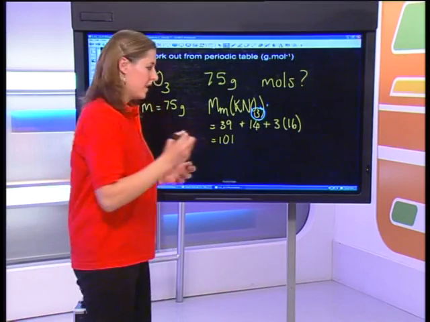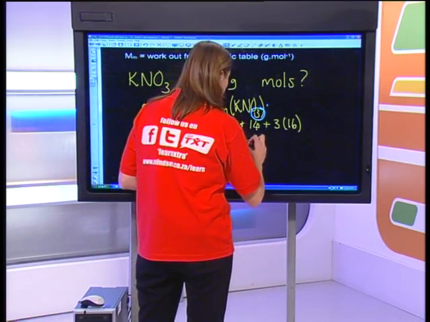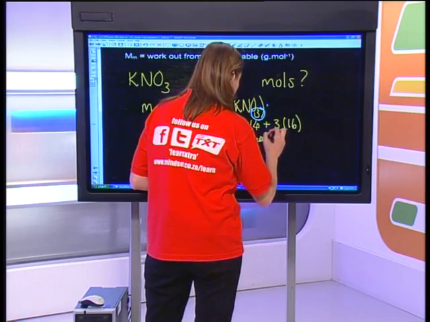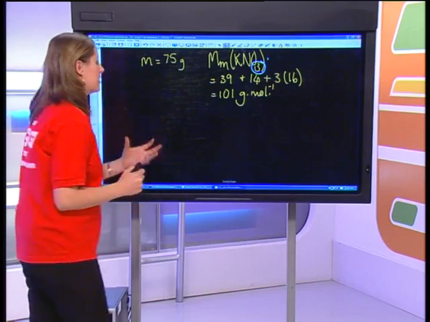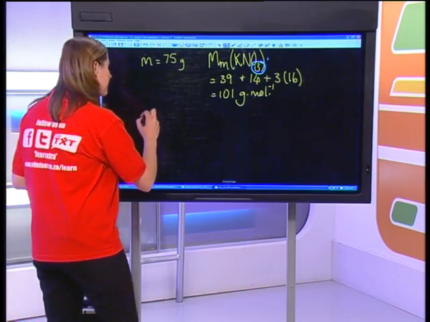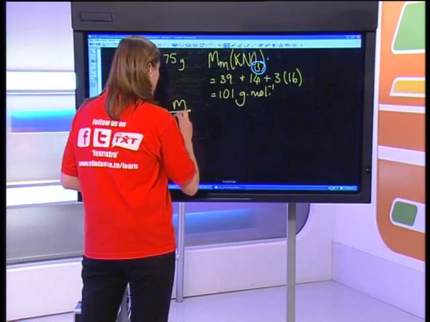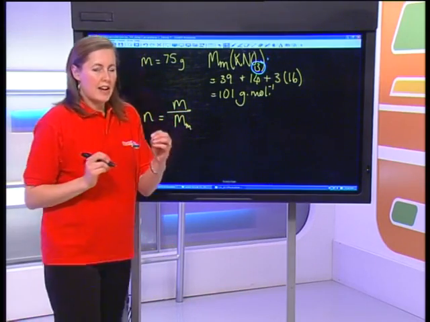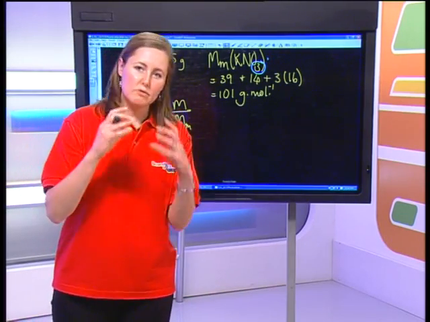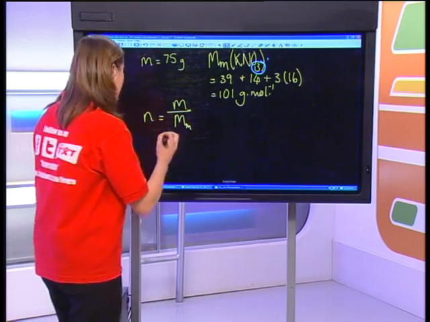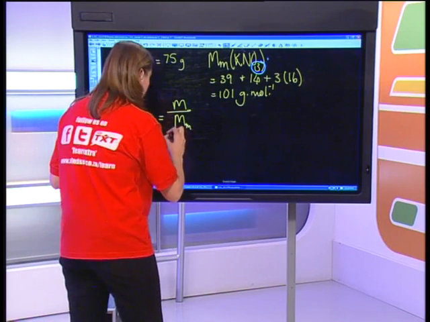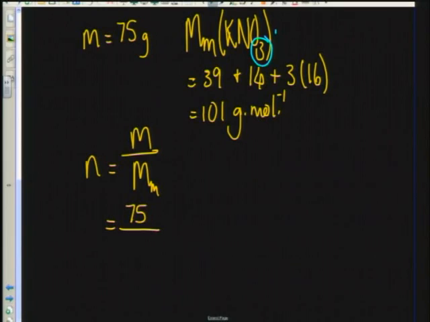What would the unit be? It would be in grams per mole to the power of -1. So we now get to do this calculation. Number of moles is equal to mass over molar mass. Grade 11s, it's incredibly important that you write down the original equation first. Whenever you're doing these, write down the original equation and then you substitute. So our mass was 75 and 101 was grams per mole.